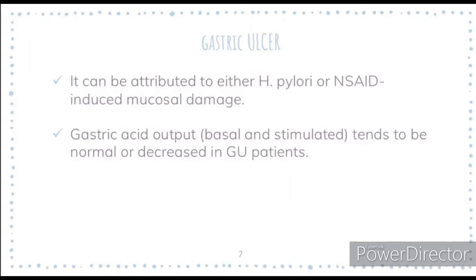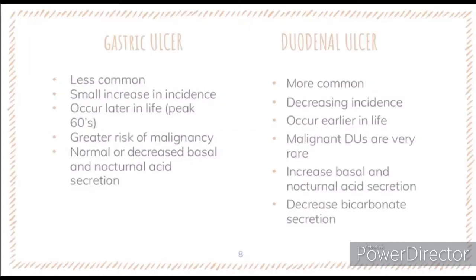This is just to show you the difference between the gastric ulcer and duodenal ulcer. Gastric ulcer is less common, with a small increase in incidence, which occurs later in life, with a greater risk for malignancy and normal or decreased basal and nocturnal acid secretions. On the other hand, duodenal ulcer is more common, with decreasing incidence, which occurs earlier in life, wherein malignancy is very rare, with increased basal and nocturnal acid secretion and decreased bicarbonate secretions.